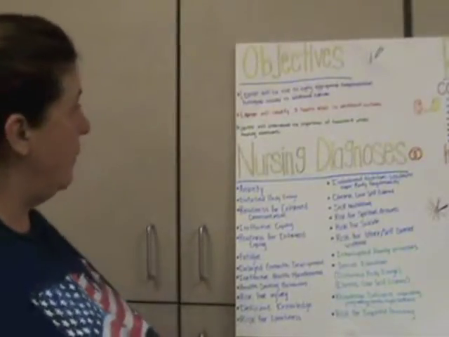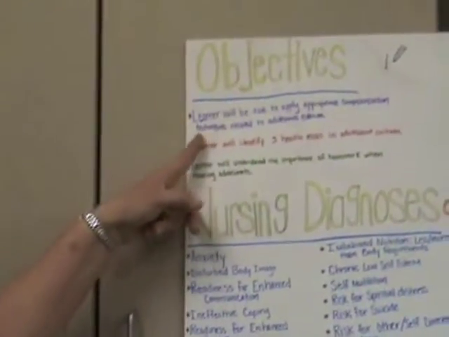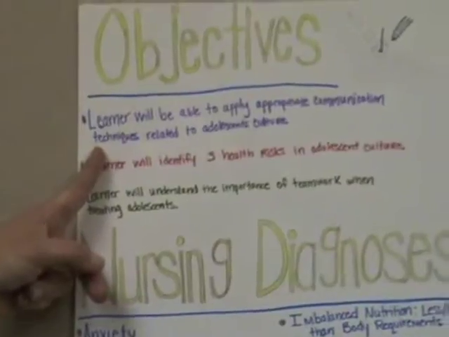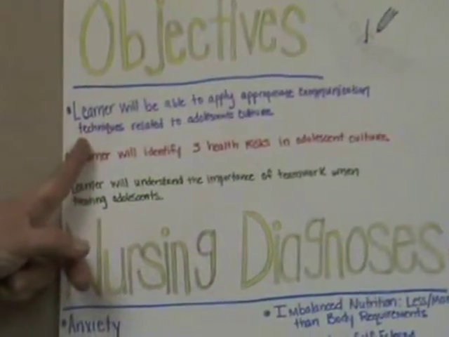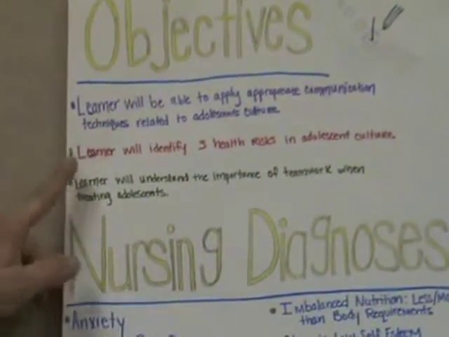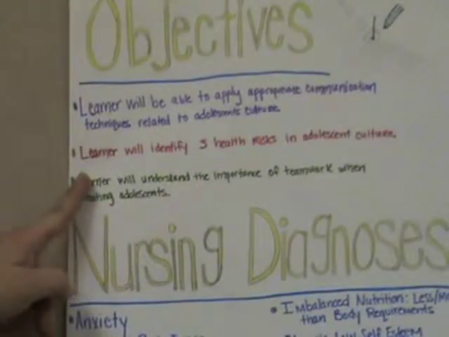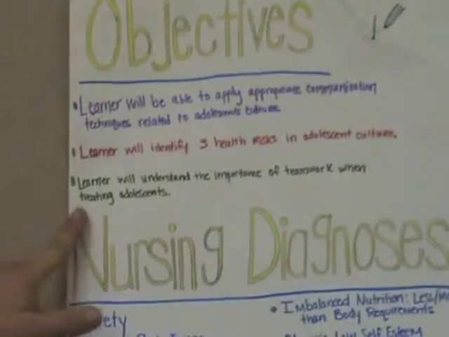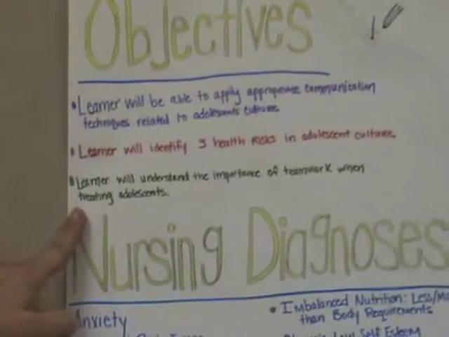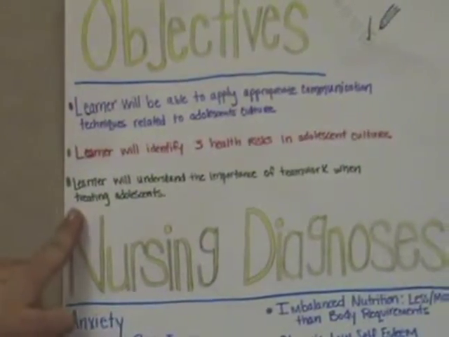The objectives of our project are: the learner will be able to apply appropriate communication techniques related to adolescent culture. The learner will identify 3 health risks in adolescent culture. The learner will understand the importance of teamwork when treating adolescents.